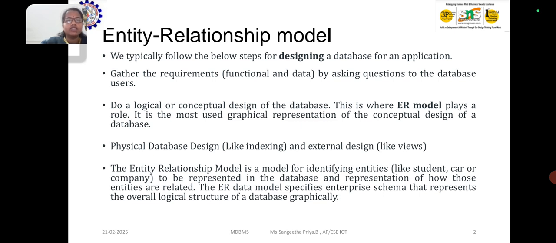The entity relationship model is for identifying entities like student, car or a company to be represented in the database, and the representation of how those entities are related. The ER model specifies an enterprise schema that represents the overall logical structure of the database graphically.